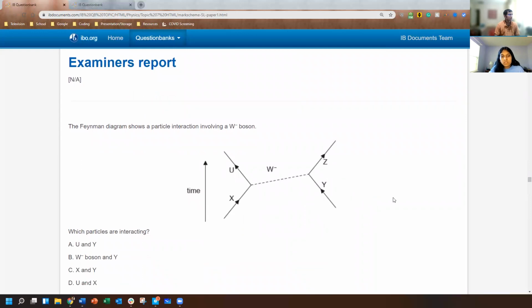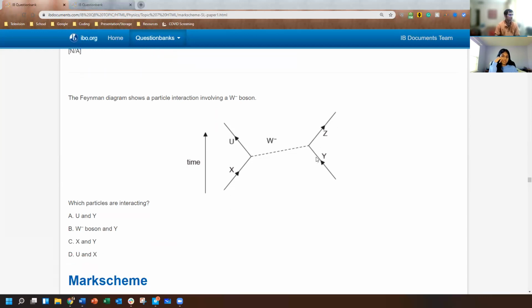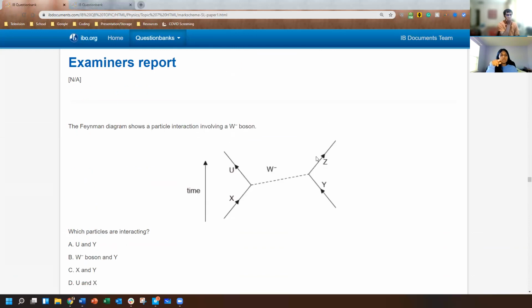A Feynman diagram shows the particle interaction involving a W minus boson. Which particles are interacting? C. X and Y? Yeah, C. That one was pretty easy because X and Y are both... I hate when they put time on the Y. Yeah, it messes the whole thing up. I don't know why they do. In this one, they drew W minus with a dotted line, but we should always do it with a strict line.